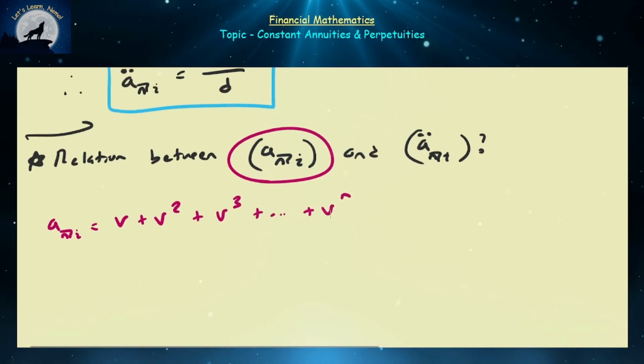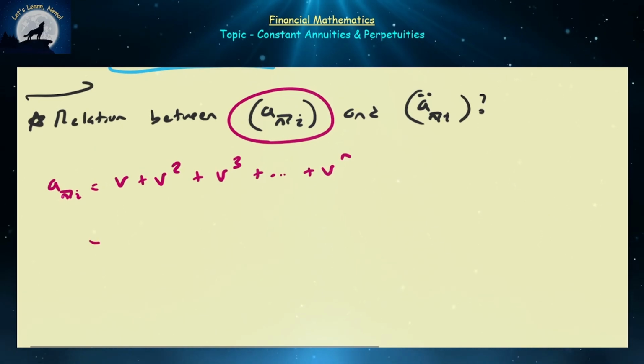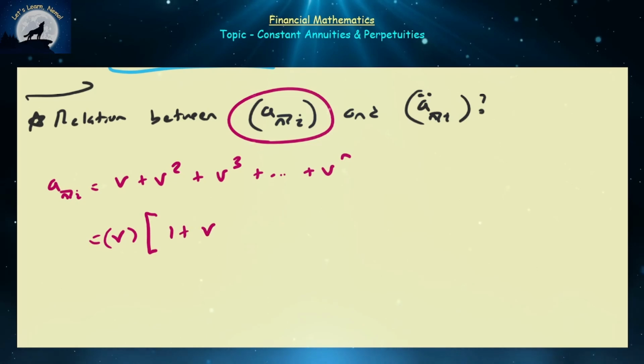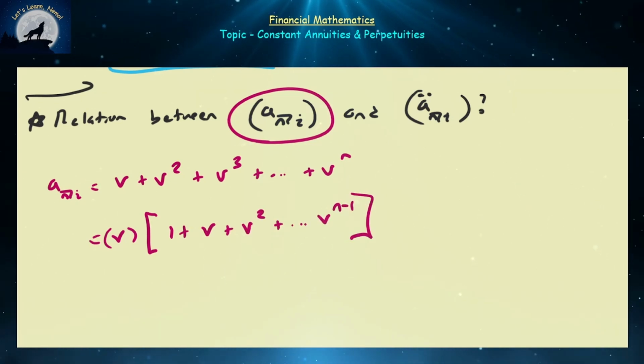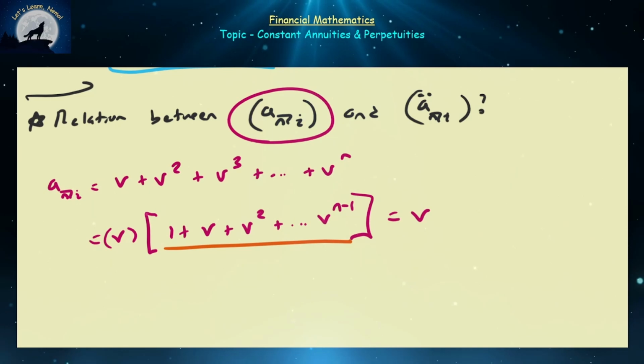You should be able to note that nu is a common factor here, so I can factor that out. So I'm going to have nu multiplied by 1 plus nu plus nu squared all the way down to nu to the n minus 1. And you should remember that that's precisely equal to the present value of an annuity due. So this is just equal to nu multiplied by the present value of an annuity due under the same number of payments and same interest rate i.